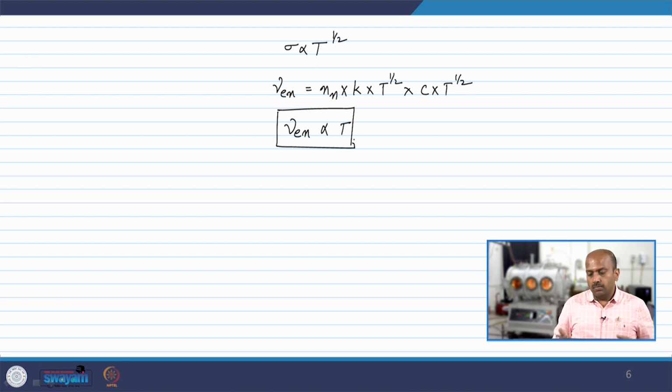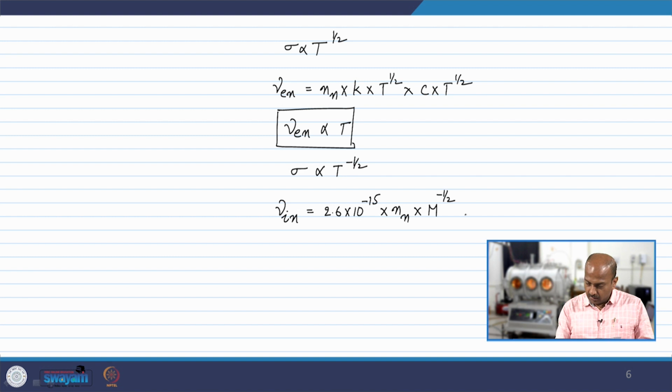Or when you try to do the same thing for a collision between an ion and a neutral species, then what has been found is that if it is the ion, the sigma, the collisional cross section, is generally proportional to T to the power of minus half. Which means nu_in, the collisional frequency of an ion colliding with a neutral species, will be of the order of 2.6 times 10 to the power of minus 15 times the number of neutral species per unit volume times T to the power of minus half per second.